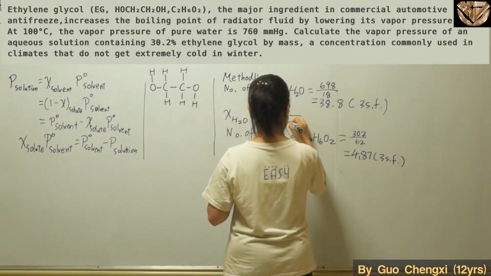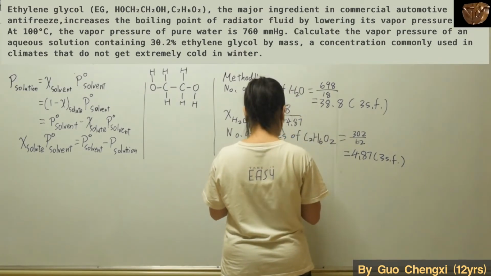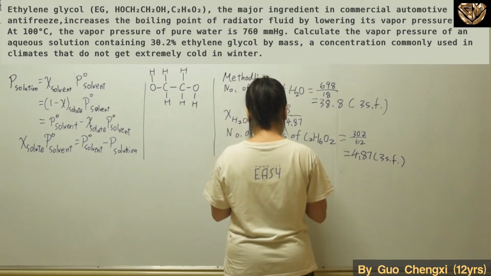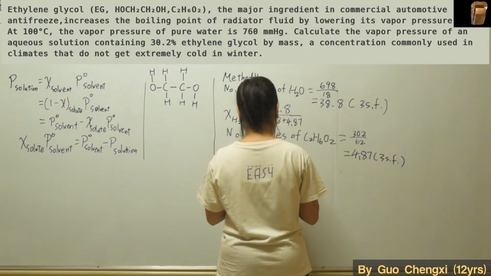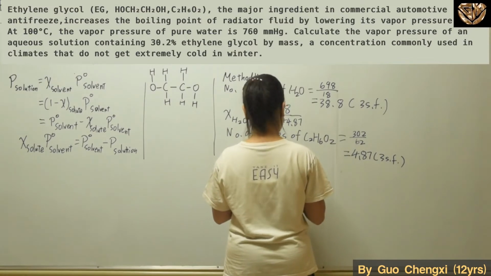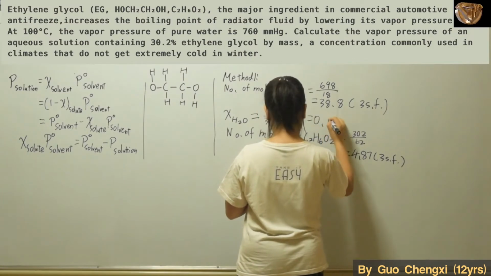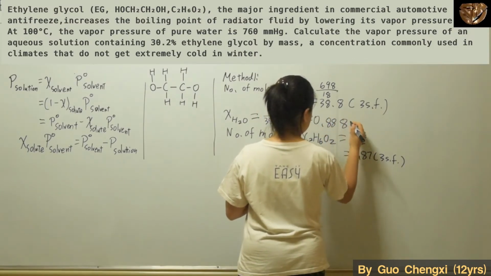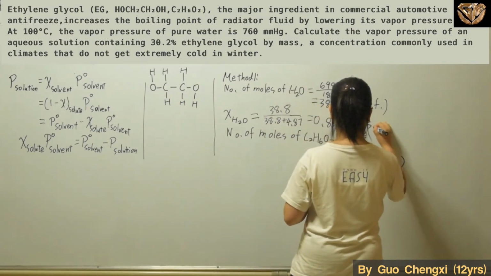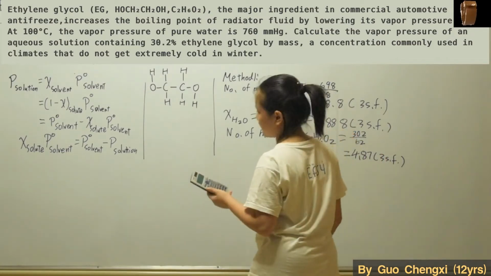So now you have to add on 4.87. So now you have to divide 38.8 by 38.8 adding with 4.87, which you're going to get 0.888. The reason why there are 3 here is because there are once again 3 significant figures and you cannot round up, so it's going to stay as 0.888.